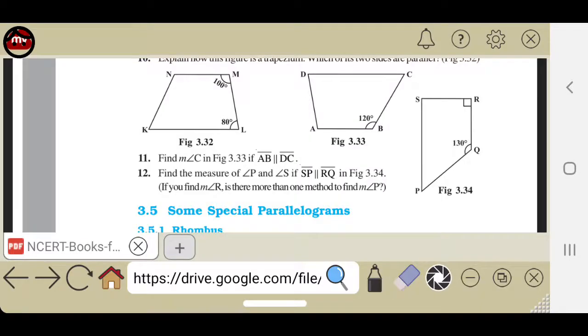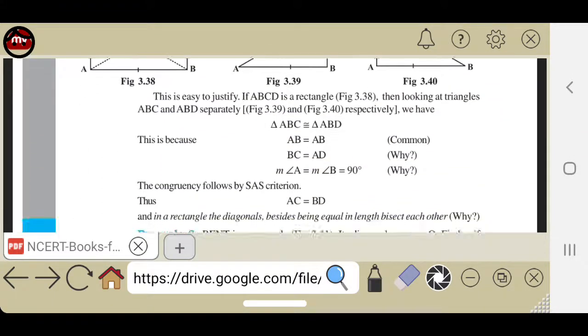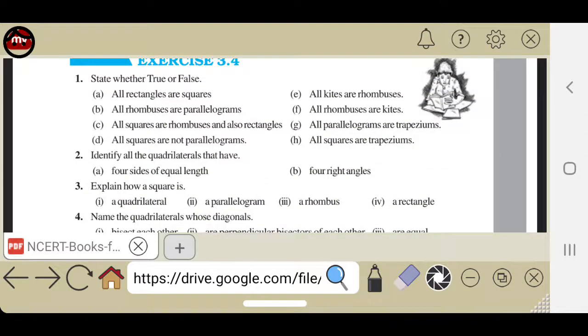Next question. This exercise is also over. Next, exercise 3.4. State whether true or false. A: All rectangles are squares. No. So all rectangles are not squares.